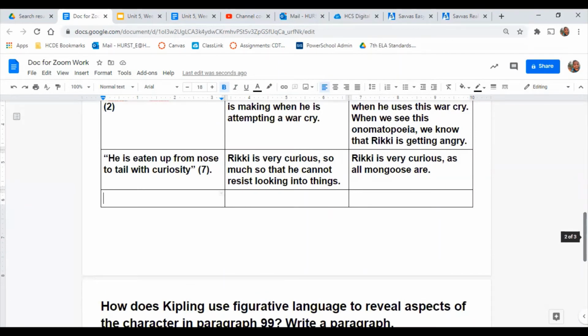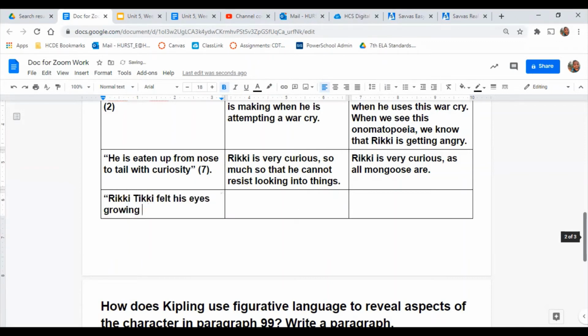And then my last example is, Rikki Tikki felt his eyes growing red and hot. And this is in paragraph 32. So I'm going to say that this is a caveat. I don't know if this is actually figurative language or if it might be literal, because it did talk a little bit about this being just something that happens to the mongoose. So I'm going to think of it as figurative language, that his eyes aren't actually growing red and hot, but it might be that they do actually get red and hot. But we're going to go ahead and treat it like figurative language and see what it might mean.